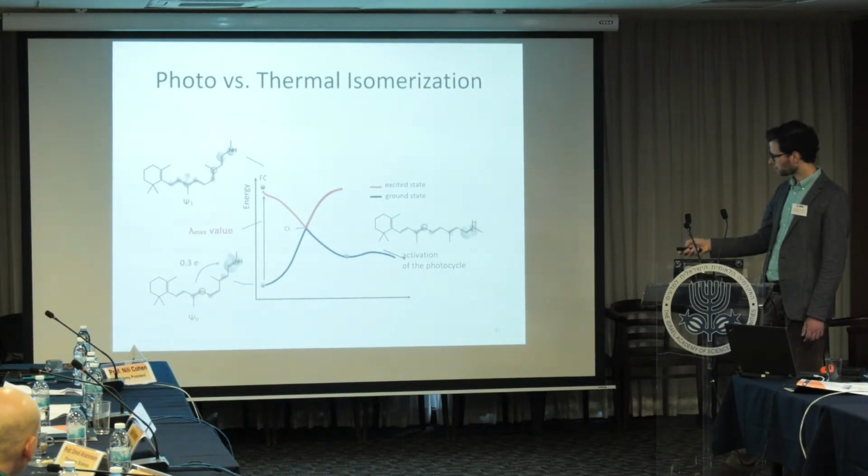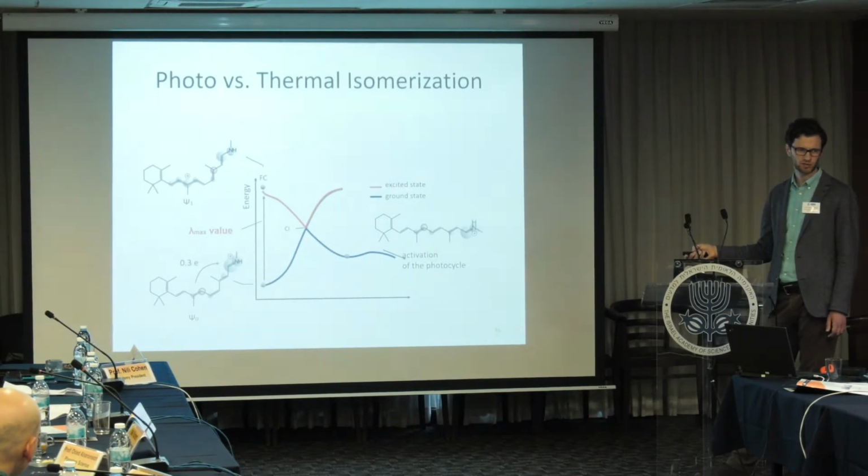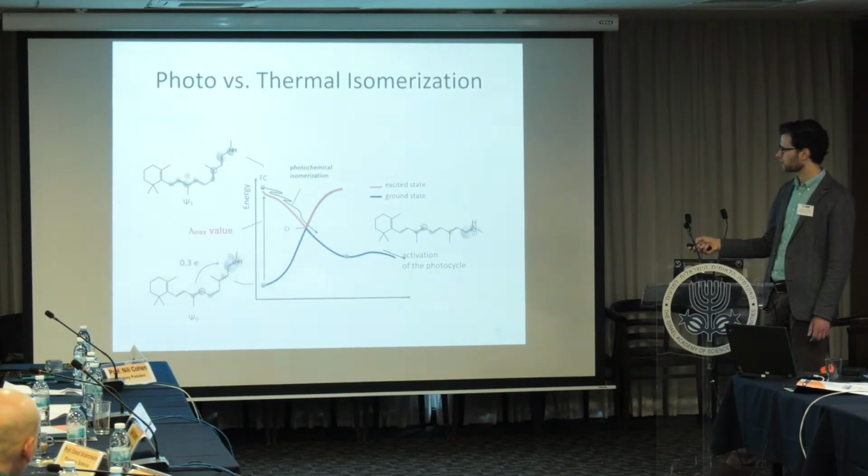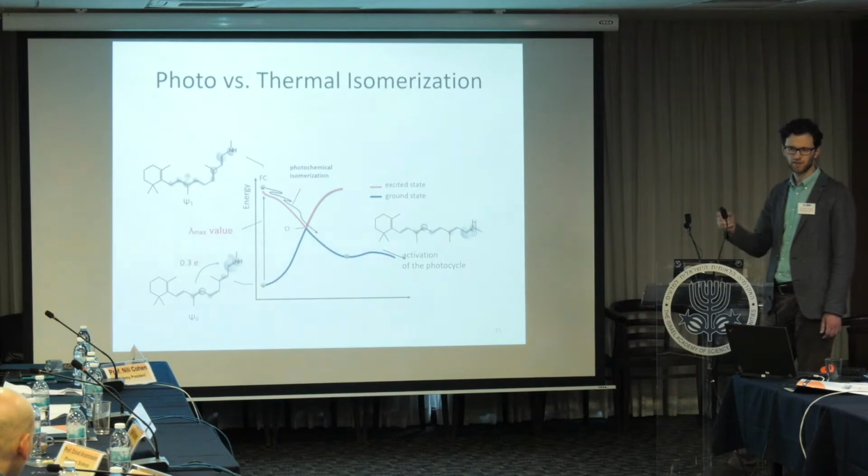Then, this photon has a characteristic lambda max, which basically describes the excitation energy. And once we reach the excited state, the molecule is propagating through a topological feature called the conical intersection. I will explain in the next slide what it means. And then it relaxes back to the ground state and forms the trans isomer. This conical intersection is like a funnel. Once you get inside, you immediately tunnel through and go to the ground state.